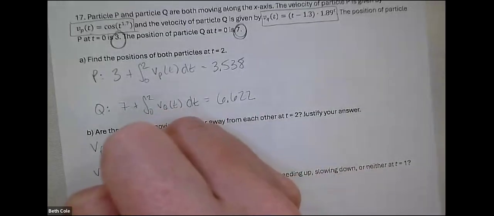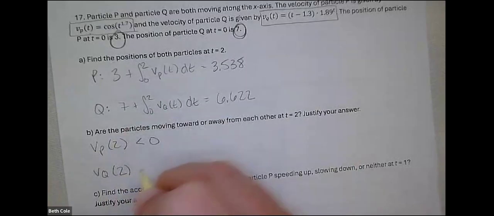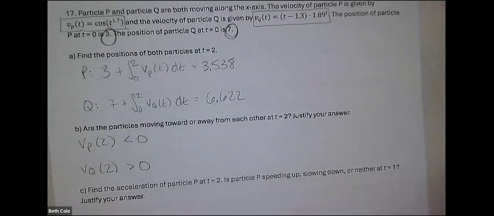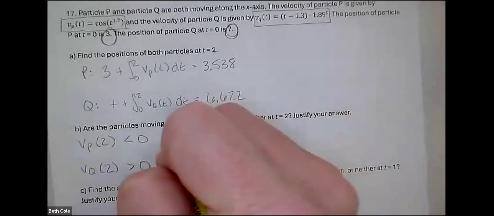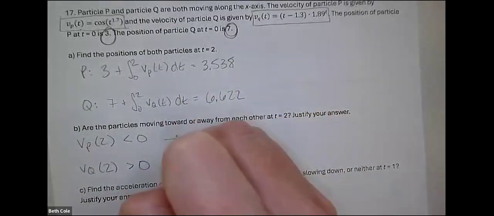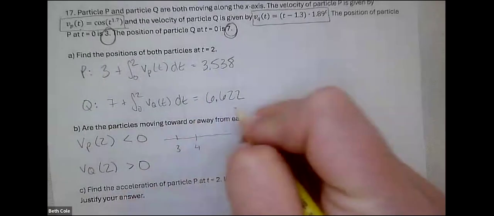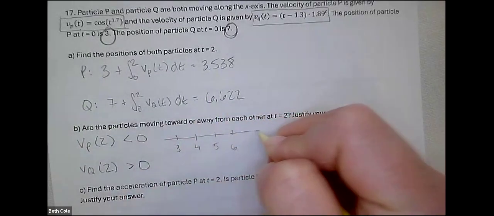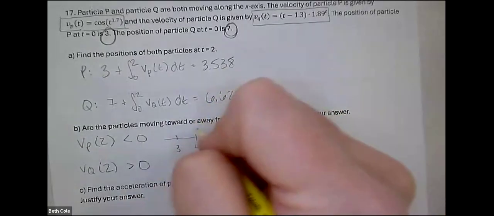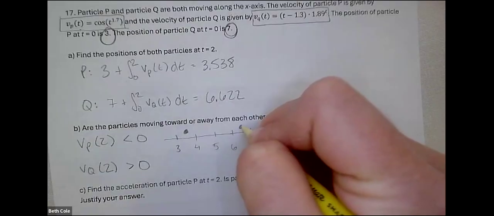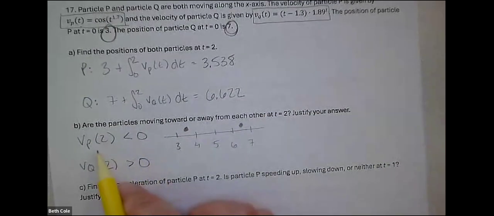All right, and you can say is negative, or you could say less than 0, and you could say is positive, or you could say greater than 0. Now, they are not going to grade any kind of picture that you draw, but I do like to draw a picture so I can see what's going on. Just helps me mentally. P is at about 3.5, and Q is at about 6.6. So I'm going to just draw this so I can see it. So P is about right here, and Q is about right here, roughly.